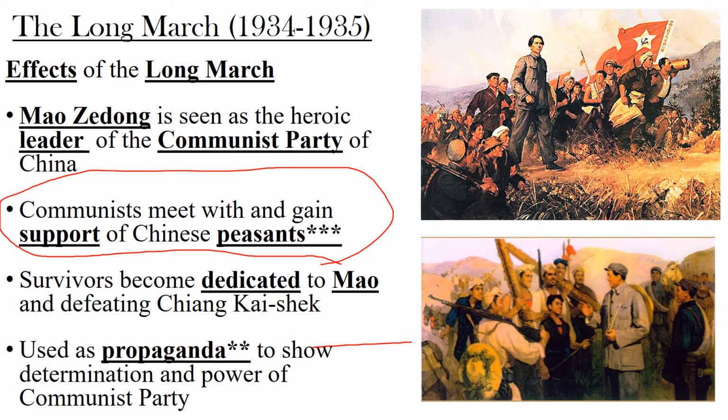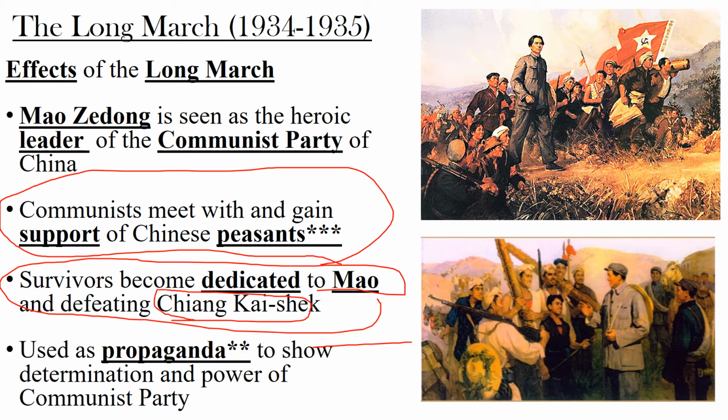Again, the survivors, the communists, are super dedicated to Mao. And also, they really hate the nationalists. They really hate Chiang Kai-shek because he betrayed them multiple times. And eventually, a long-term effect of the Long March is that it becomes an element of propaganda to show the determination and power of the Communist Party.